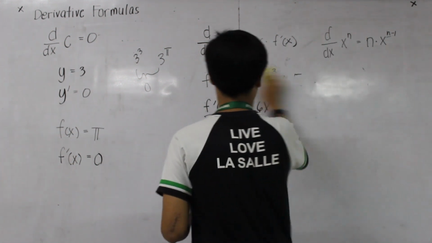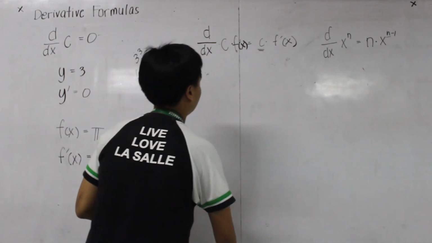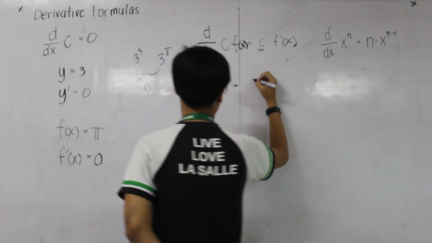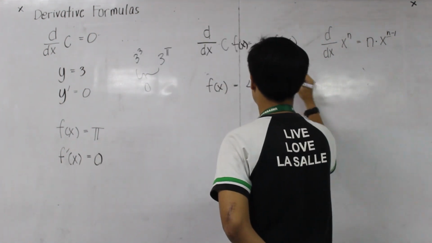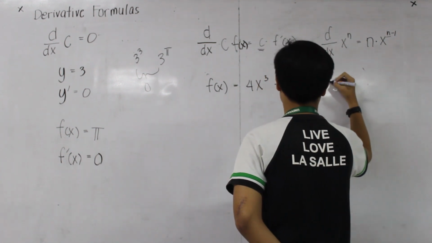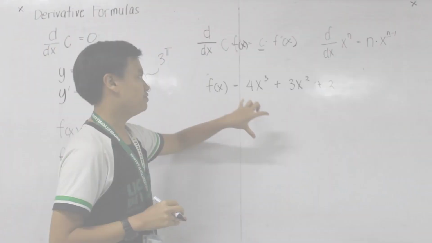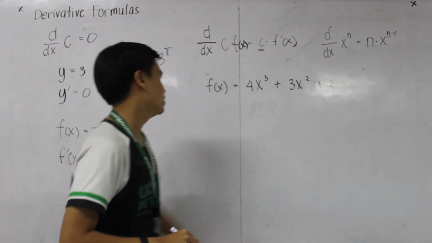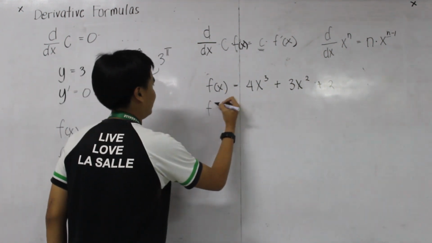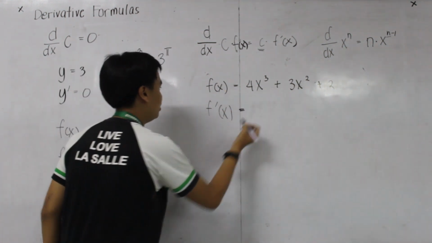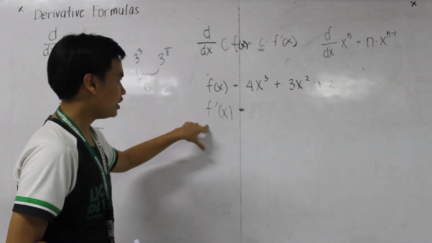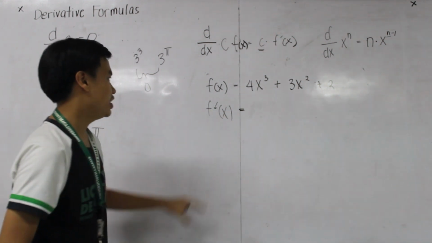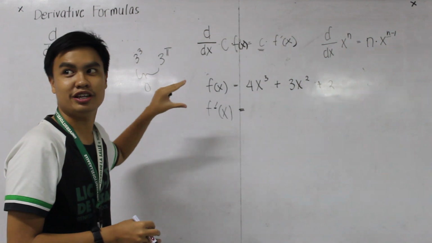Let's have more examples. Let's say f of x is equal to 4x cubed plus 3x squared plus some term. As we discussed, we get the derivative of each term. Right here, f prime of x. When you write the equation of a derivative, don't forget the prime symbol, because prime indicates that a derivative has been taken.